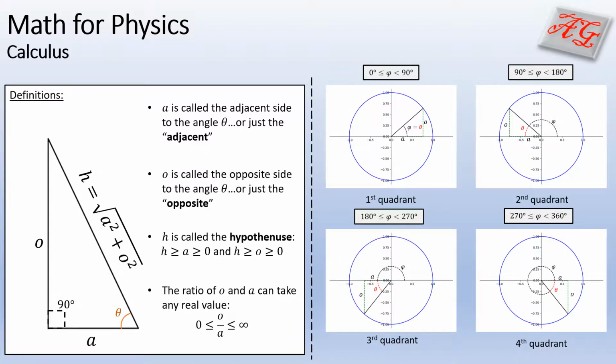And finally, the fourth quadrant is where the x coordinates take positive values and the y coordinates take negative values. The global angle phi is greater than or equal to 270 degrees, but less than 360 degrees. The angle theta between 0 and 90 degrees can also be defined by subtracting phi from 360 degrees. In this quadrant, the adjacent side to the angle theta is positive and the opposite side is negative.